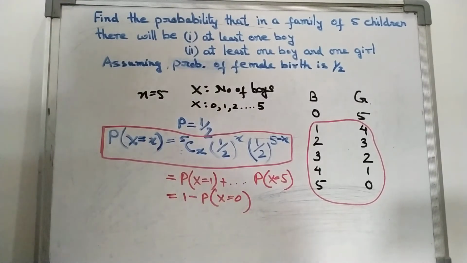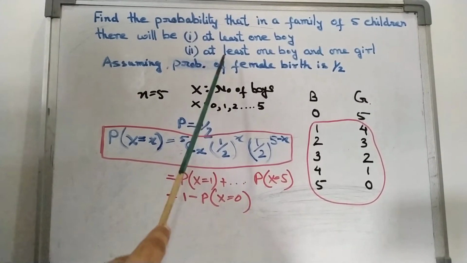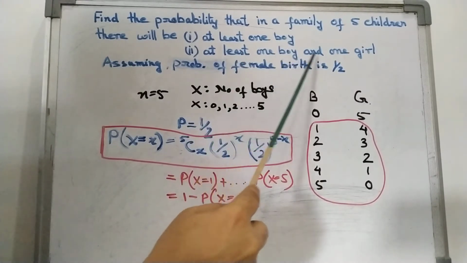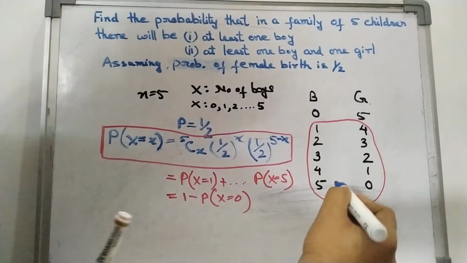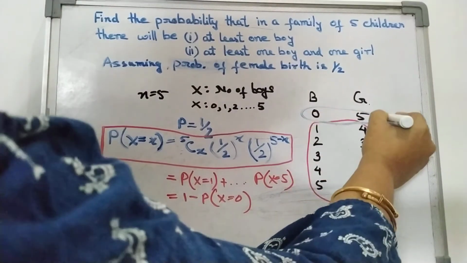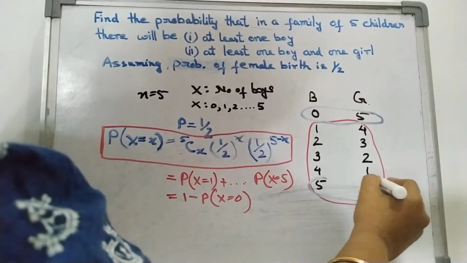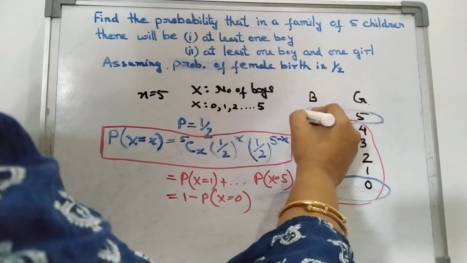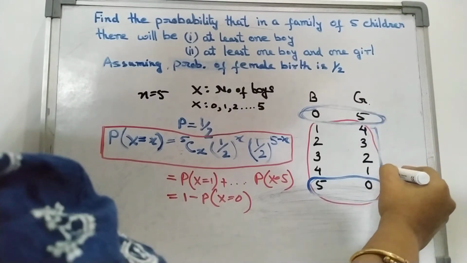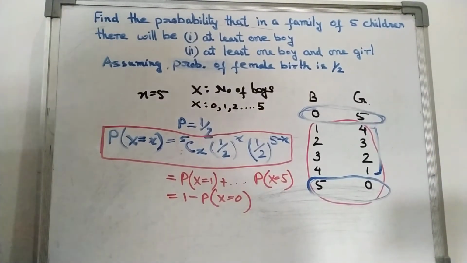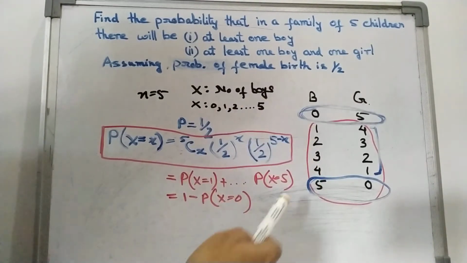Now for the second, at least one boy and one girl. That means we need to exclude these two cases, that means there will be no 0 boys or 0 girls. So we need to exclude these 2 and take from here to here. As we have taken x as the number of boys, in terms of the number of boys we will take the probability.